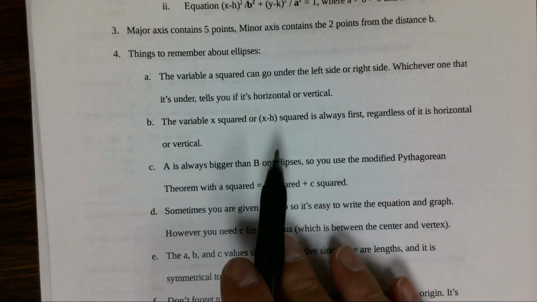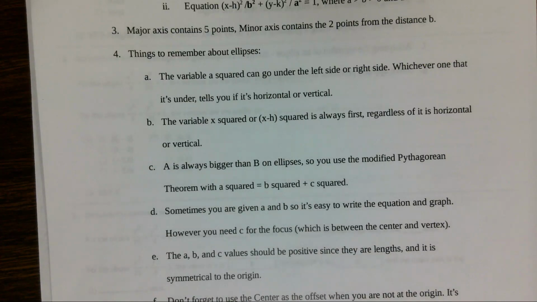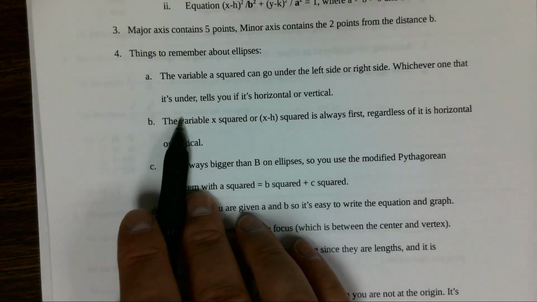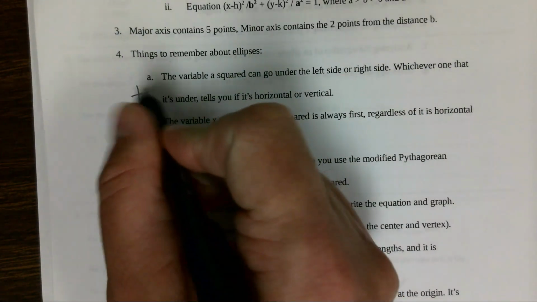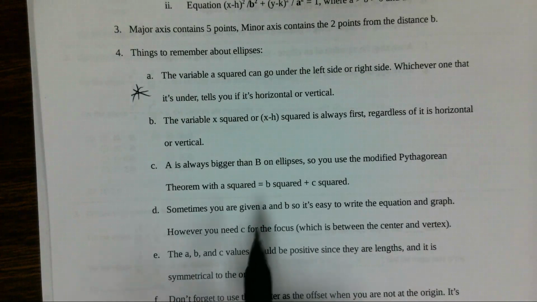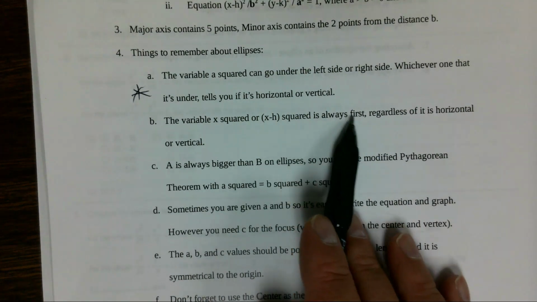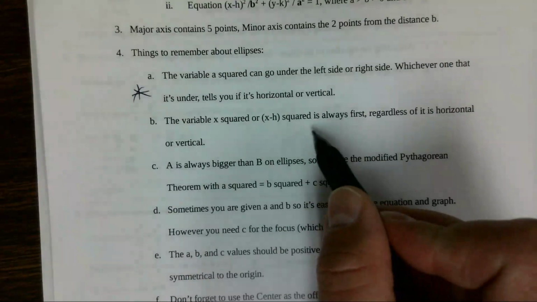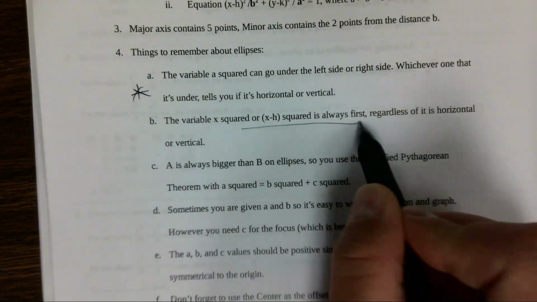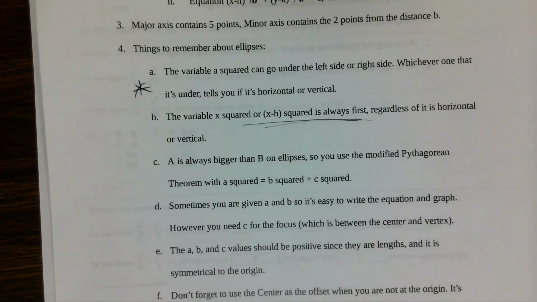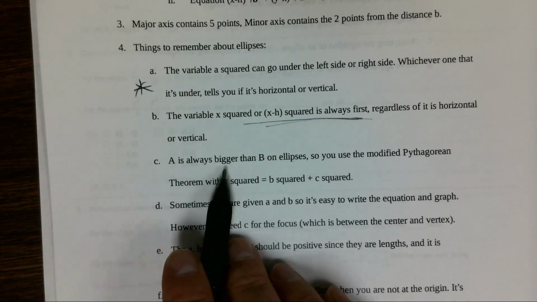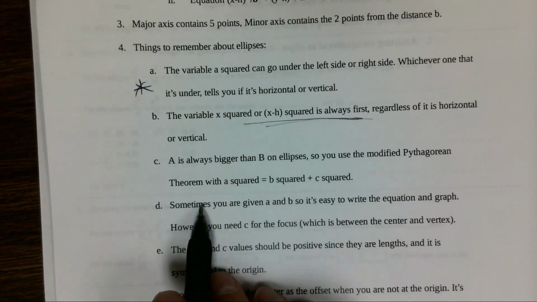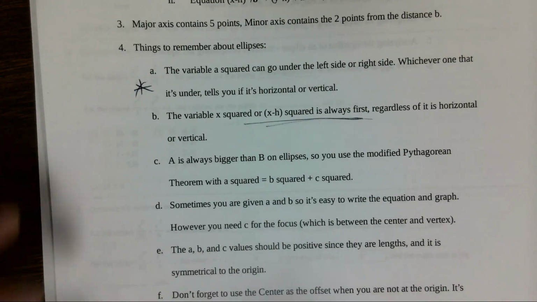Things to remember about ellipses: the variable a squared can go under the left or the right. Whichever one it's underneath tells you if it's horizontal or vertical. X squared, or the x minus h squared, is always first regardless of whether it's horizontal or vertical. A is always bigger than B on ellipses, and so you can use the modified Pythagorean theorem like that.